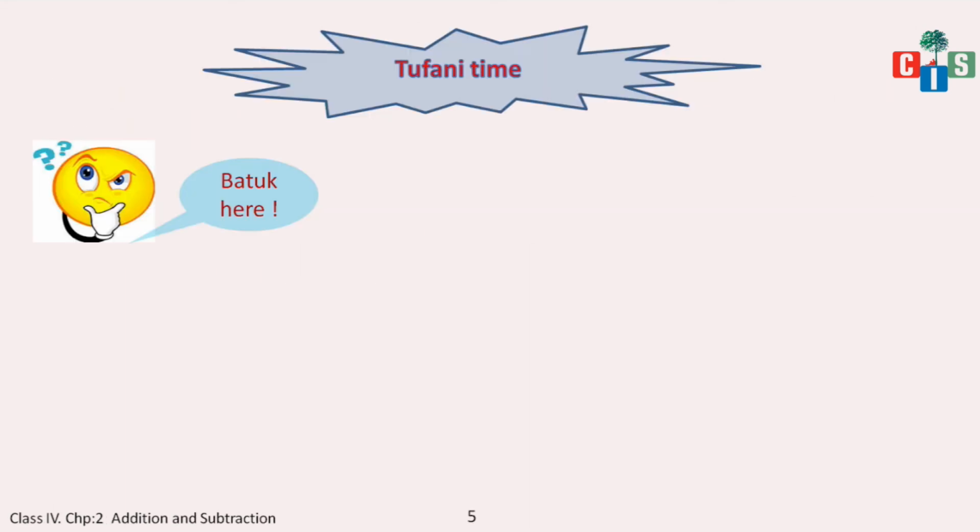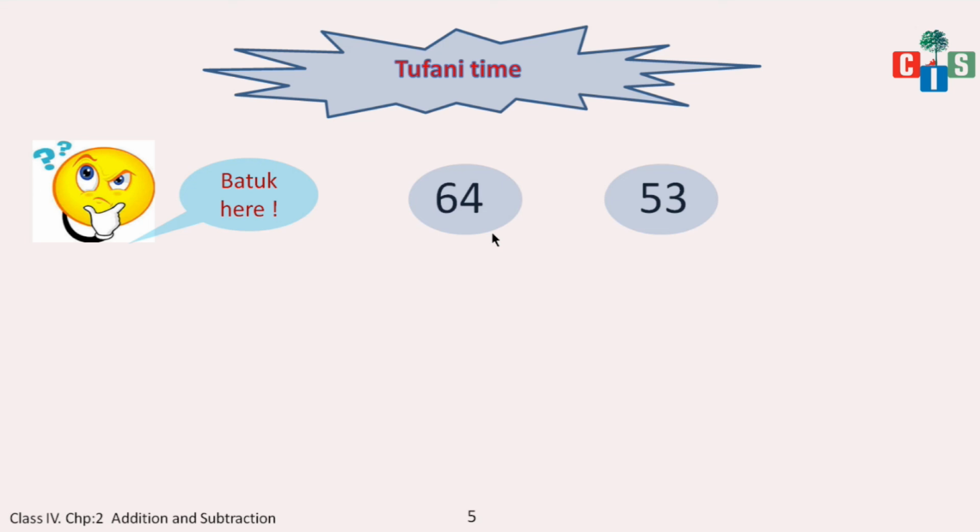Now it's your Tufani time. And Batuk is here again. Let's see what it has for you. It has a number that is 64 and the other number is 53. There are two numbers and you have to choose either one number. Now, if I am asked to choose, I will choose this number.